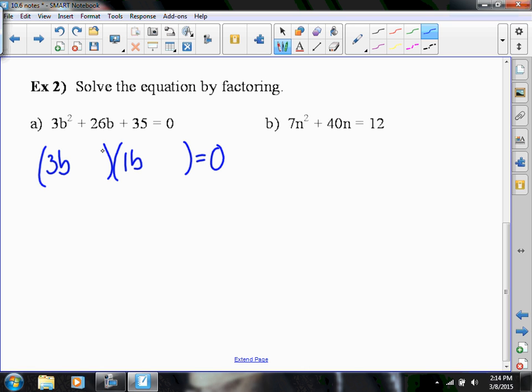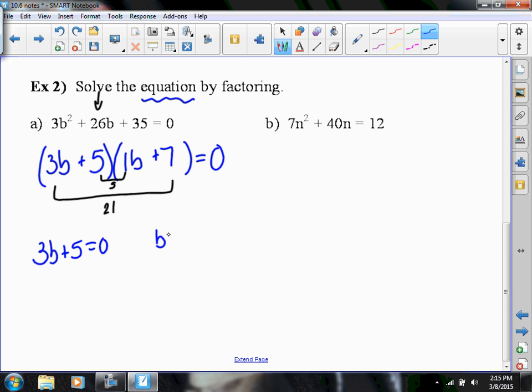Let's just put the 5 here and the 7 here to try and see what we get. For my outers, I get a 21. My inners, I get a 5. Oh, 21 and 25 will get me to that 26 if I make them both positive. There's my correct factored form, and it's set equal to 0 now because it's an equation. So now I can take each little parenthesis and set it equal to 0.